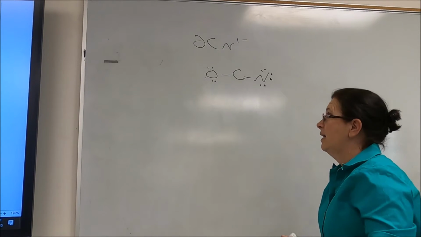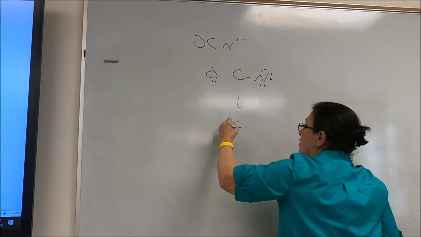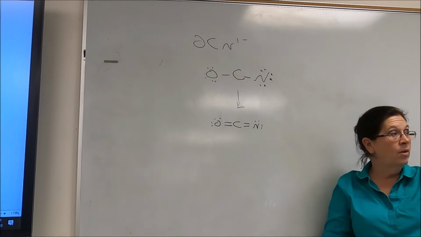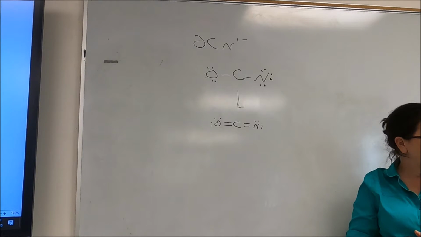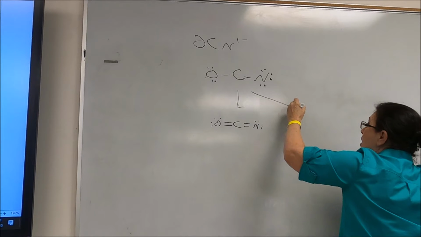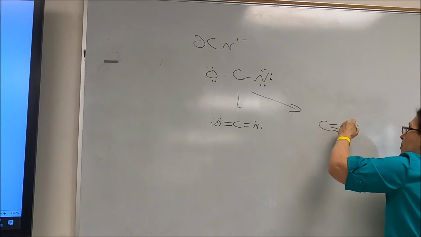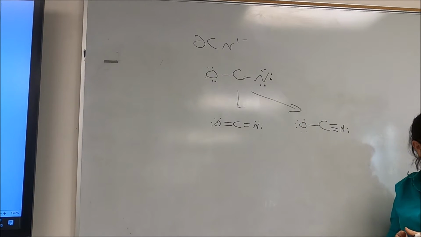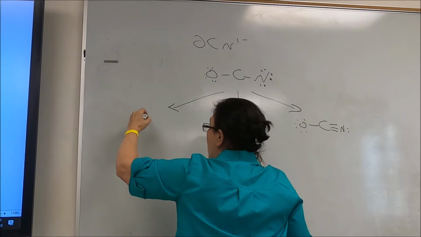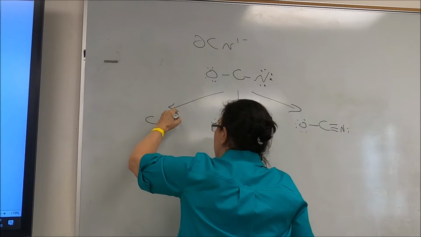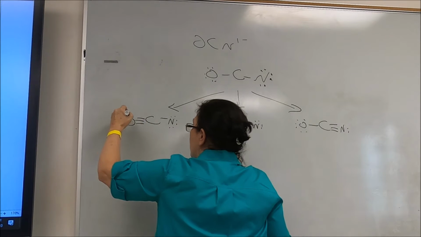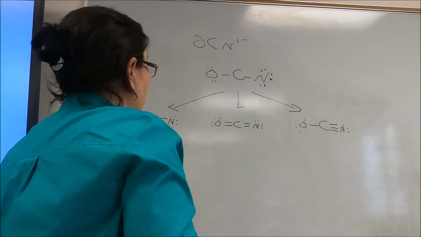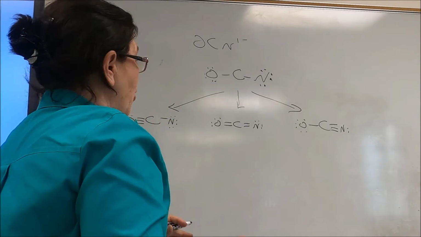One option is the following: a double bond with the oxygen, a double bond with the nitrogen. Okay? Another option would be to triple bond with the nitrogen and just keep a single bond with the oxygen. A third option would be to somehow abuse the oxygen and get it to triple bond. Okay, so I've got 3 options.